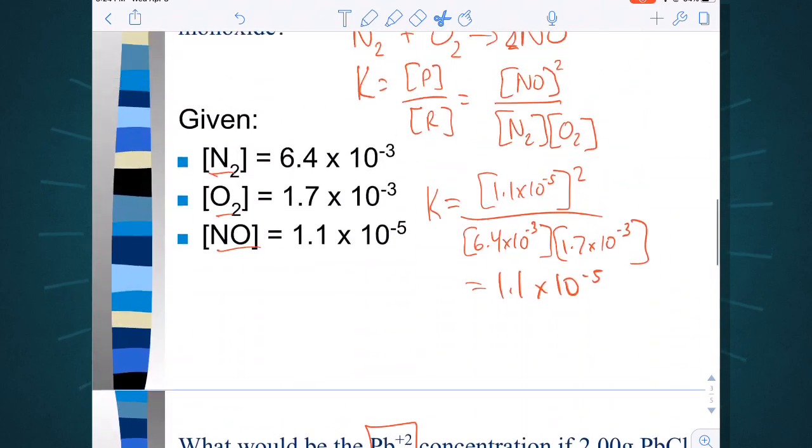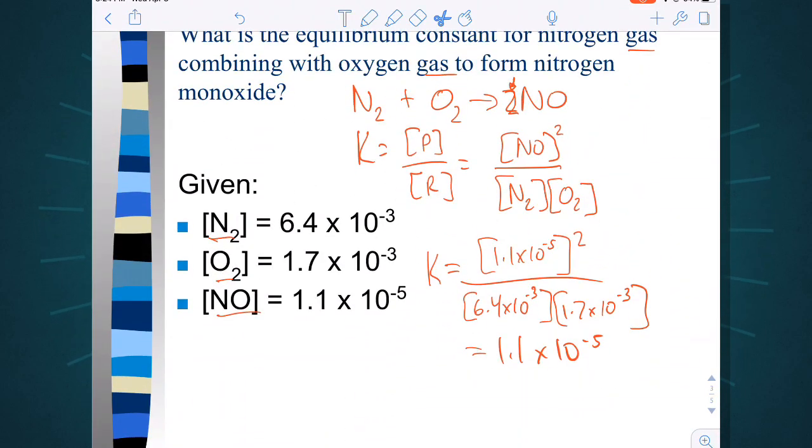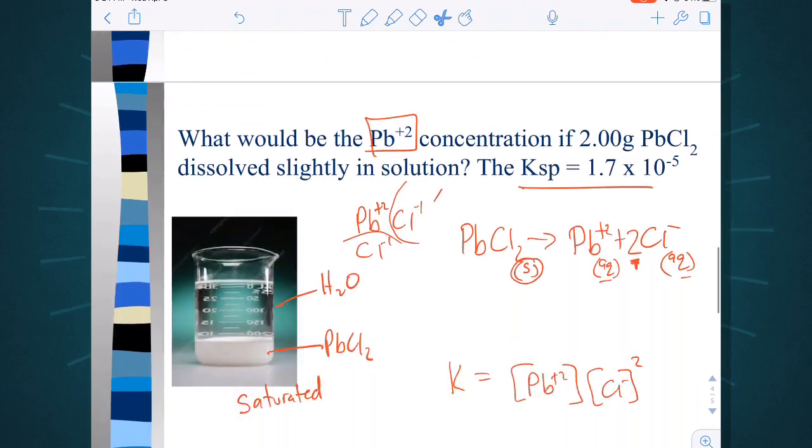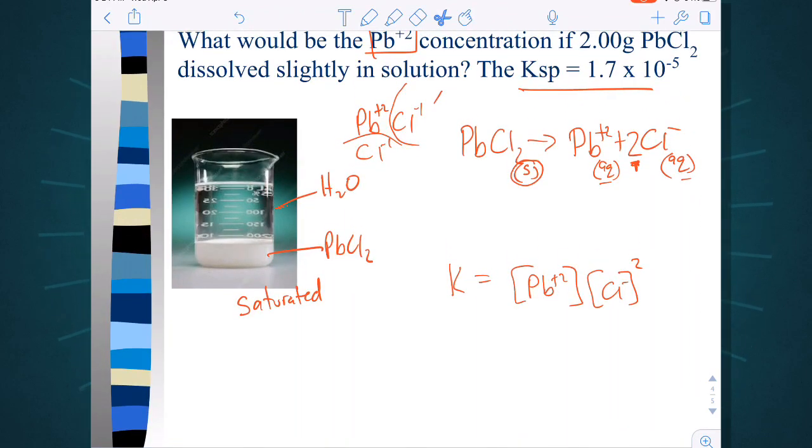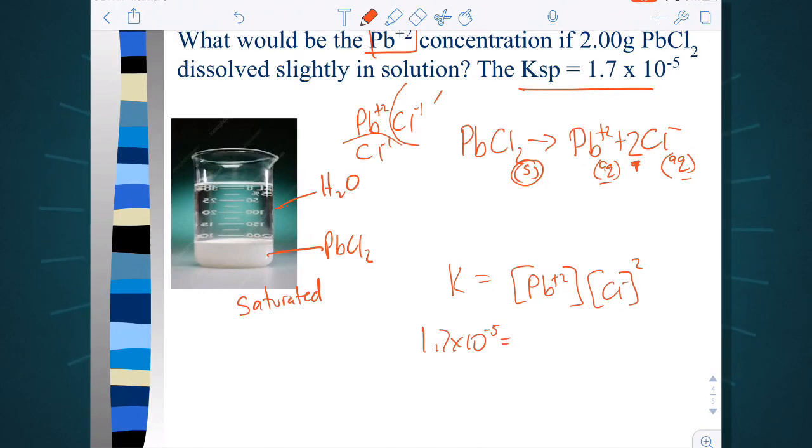So in the last problem, I gave you the concentrations, and I asked you for the K value. All right, but that's not what's happening here. We're just working backwards. They gave us the K value, so this is going to be 1.7 times 10 to the negative 5. And we're asked to find lead. Do we know what lead is? No, we don't know lead. Lead is unknown. That's X.